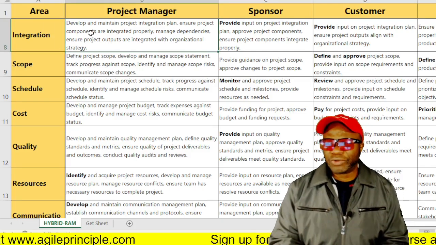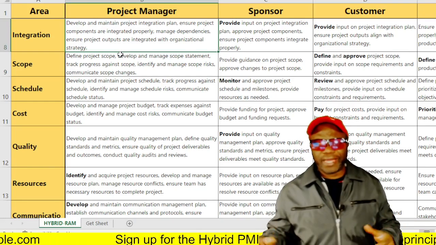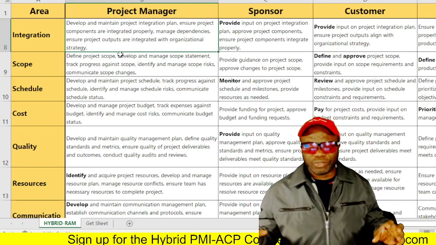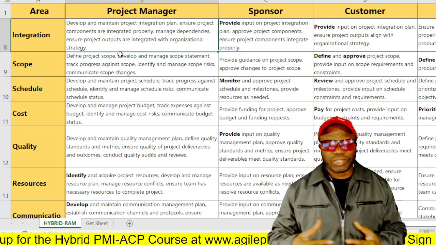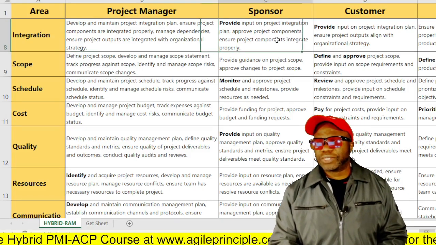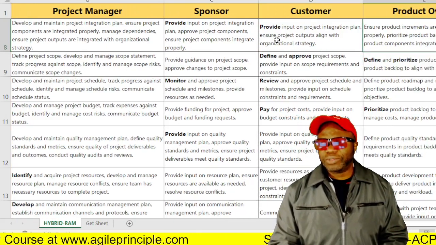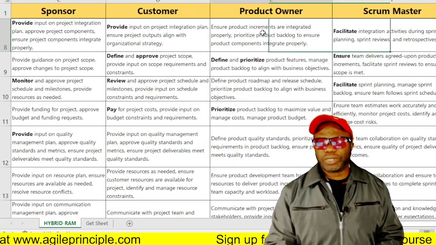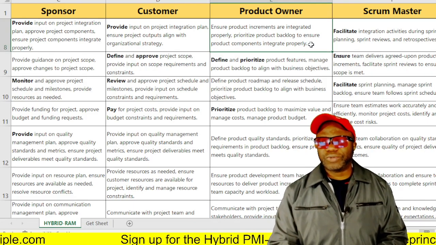As far as integration, the project manager develops the project management plan. We could call it a project integration plan. The confluence of everything, that's on the project manager. As far as the sponsor, they provide input on integration. The customer provides input. The product owner ensures product increments are integrated properly, prioritizes the product backlog to ensure product components integrate properly.